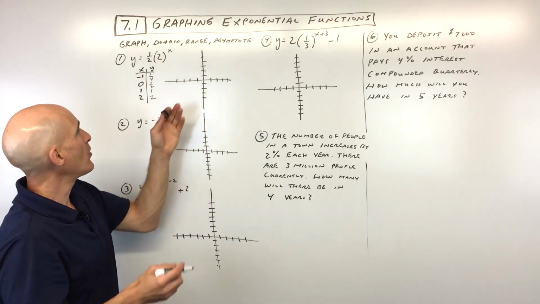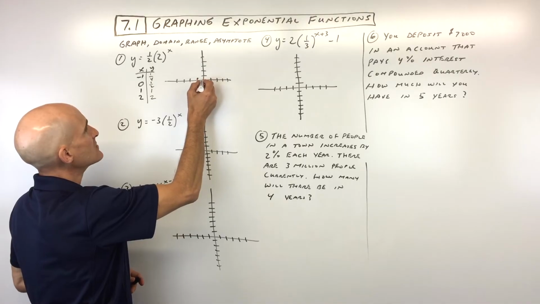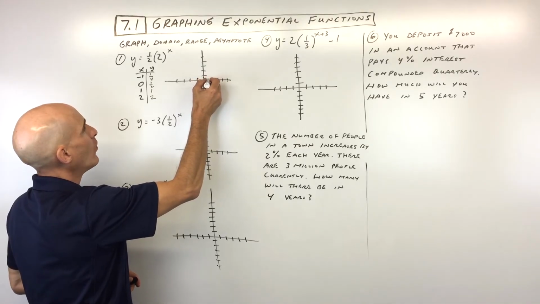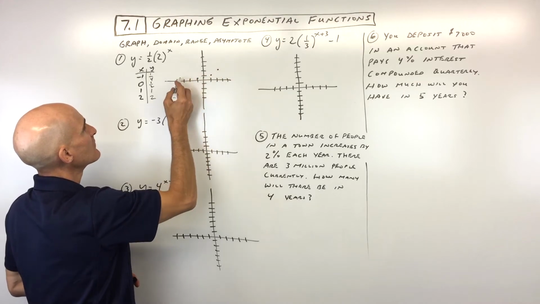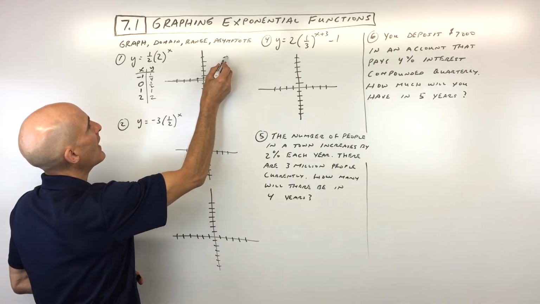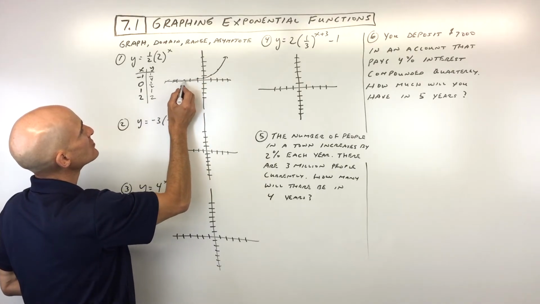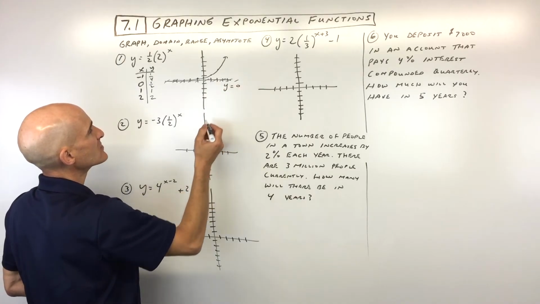Now, if we plot these points, you can see we're going to get left 1, up 1/4; 0, up 1/2; 1, 1; and 2, 2. So what you can see is this graph is growing like that, and it's getting closer and closer to the x-axis. I'm just going to draw that as a dashed line. That's the line y equals 0.